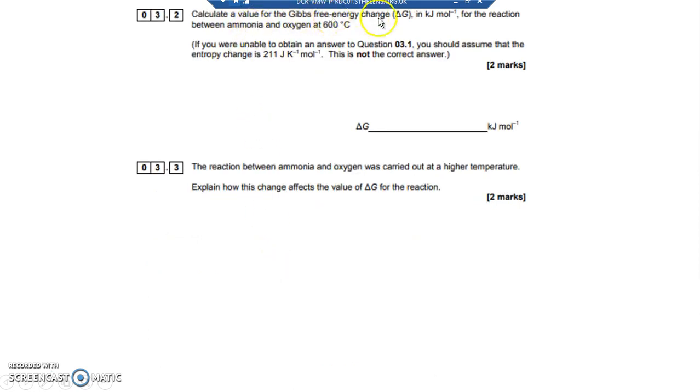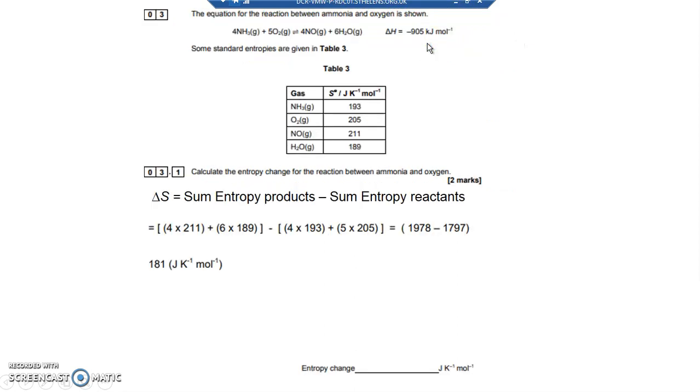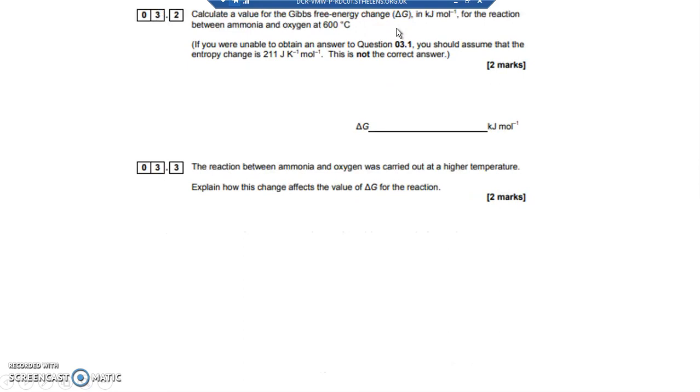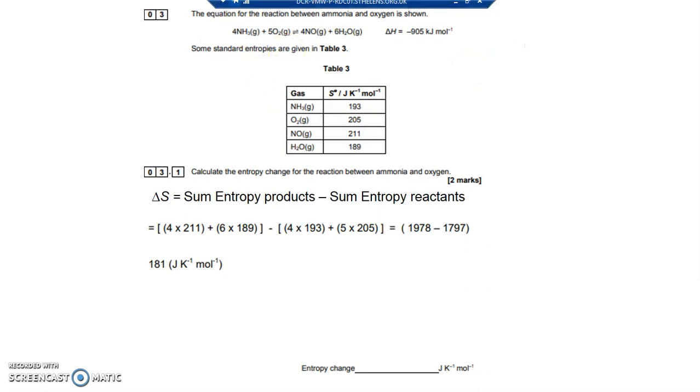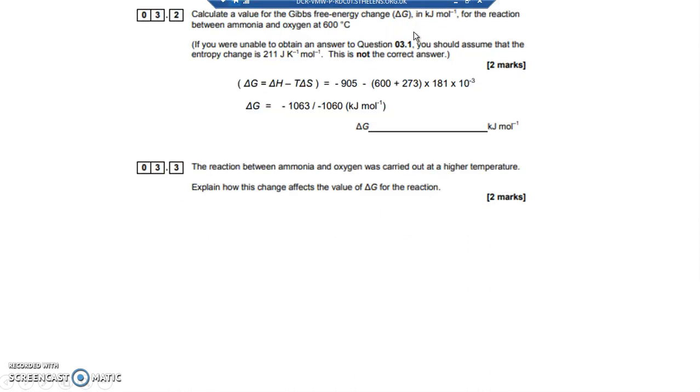Calculate a value for Gibbs free energy change, delta G, in kilojoules per mole now, so we are going to have to convert that to 0.181 kilojoules per mole for the reaction between ammonia and oxygen at 600 degrees C. So let's have a look at the equation. Delta G equals delta H minus T delta S. So Gibbs free energy change, delta G, is the enthalpy change. The enthalpy change is minus 905.